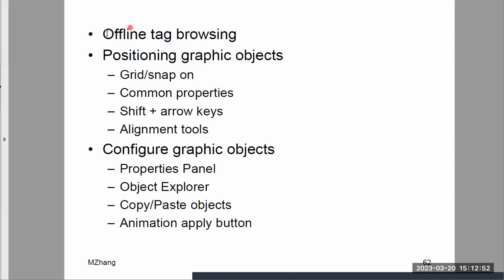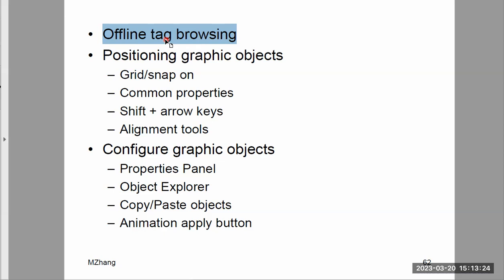The next reminder or tip is offline tag browsing. For this one, I have a separate demo video, so I don't want to talk about it here. If we have time, we can watch that demo. Remember, when we connect the PLC tag, we have to go online, from the online folder with the tag browser, to choose on the PLC. Sometimes if you forgot to download the new one, you won't be able to see the new tags because you haven't downloaded the PLC yet.